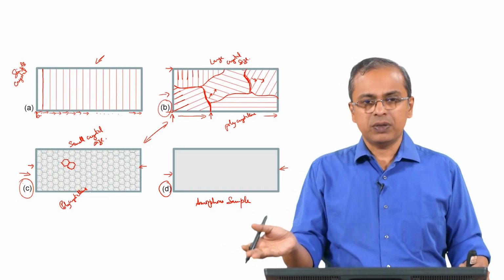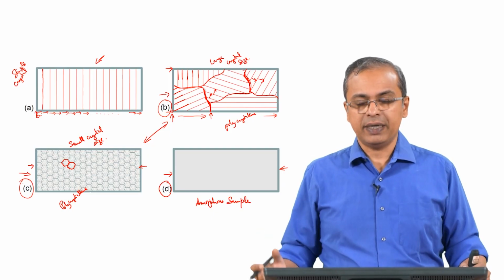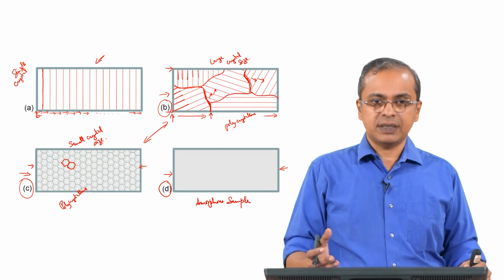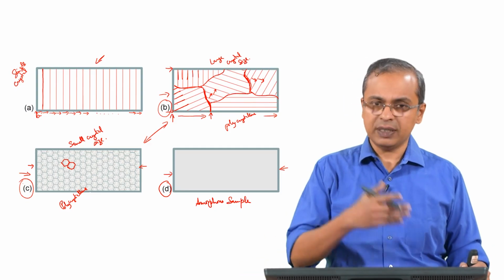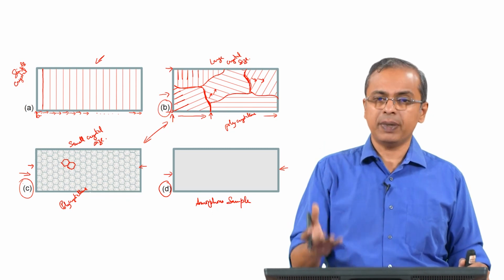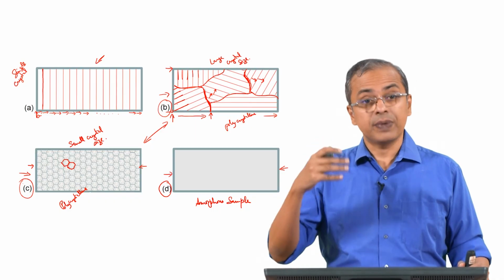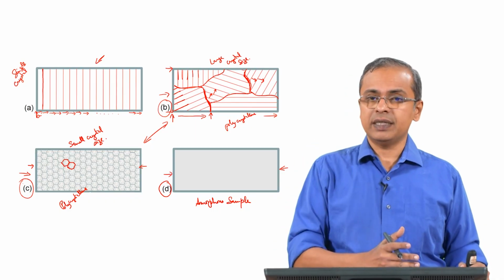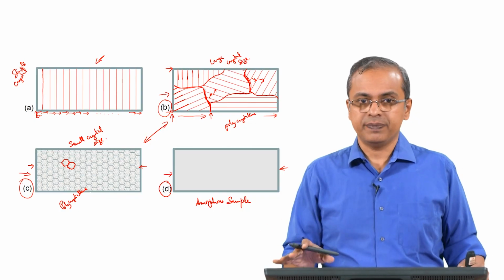So, this is the layout of structure that you can have in a material, and silicon for example is available to us in all these possibilities. You can get a single crystal silicon, you can buy commercially or make in your lab single crystal silicon, polycrystalline silicon with large crystal size, polycrystalline silicon with small crystal size, and amorphous silicon. All of these are possible.